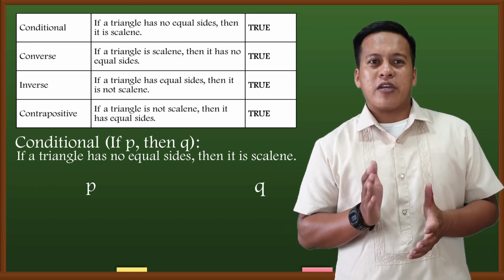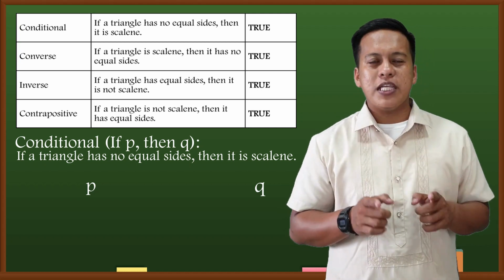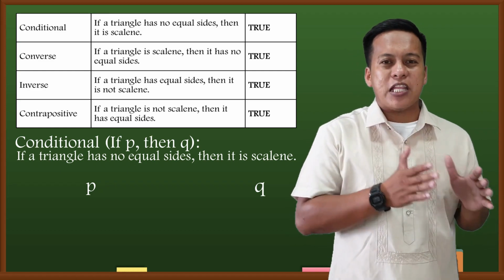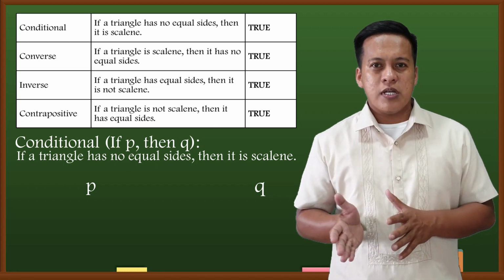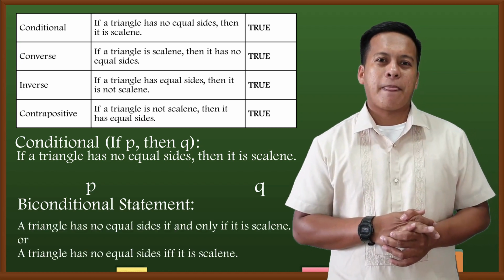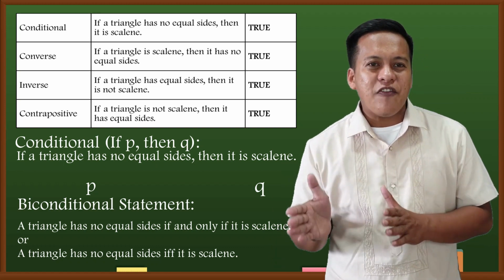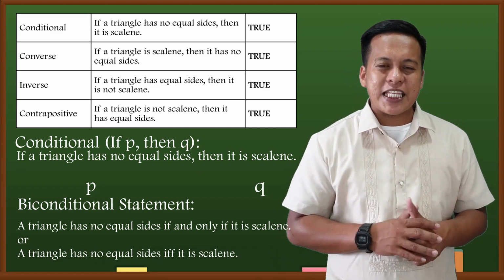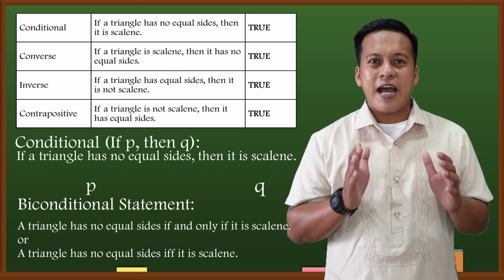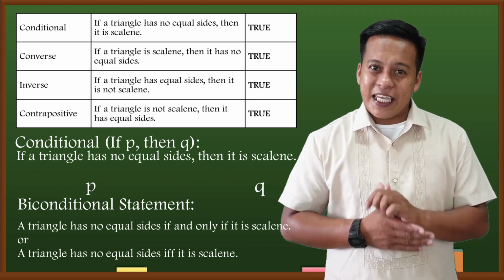Now, we form the biconditional statement by just putting the phrase "if and only if," or IFF, between the hypothesis and the conclusion. So, the biconditional statement that can be formed is, a triangle has no equal sides if and only if it is scalene. Or, a triangle has no equal sides, IFF, it is scalene.